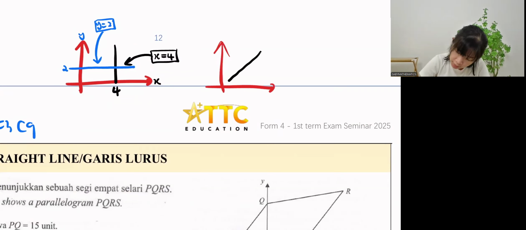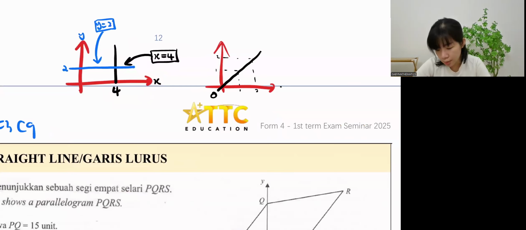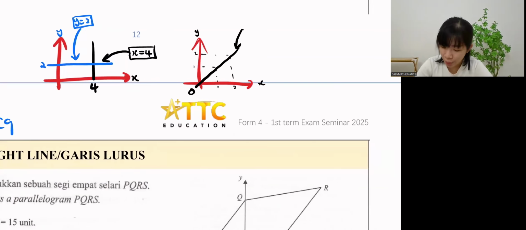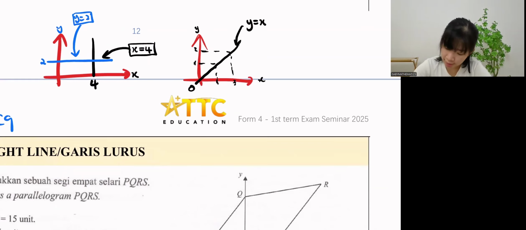How about this line? When x is 1, x is 2, x is... When x is 1, y is 1. When x is 2, y is also 2. What is this equation called? This one, a 45-degree line, slant line, passes through the origin. What is the equation? When x is 1, y is also 1. When x is 2, y is also 2. This line is called y equals x. Okay, how about this?